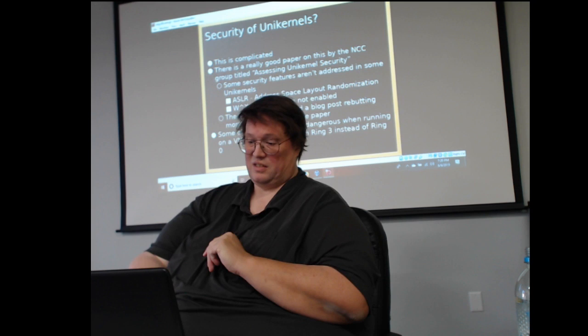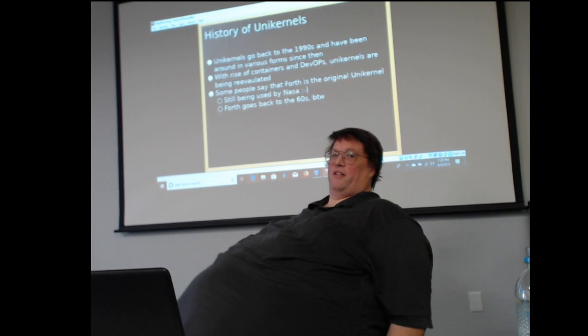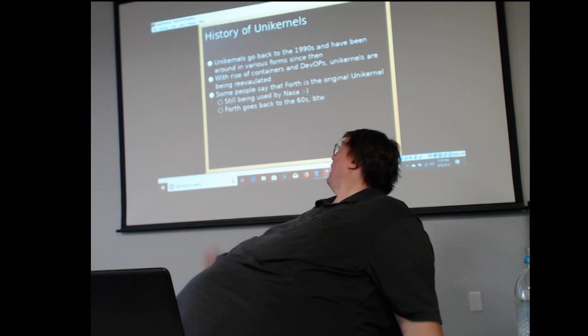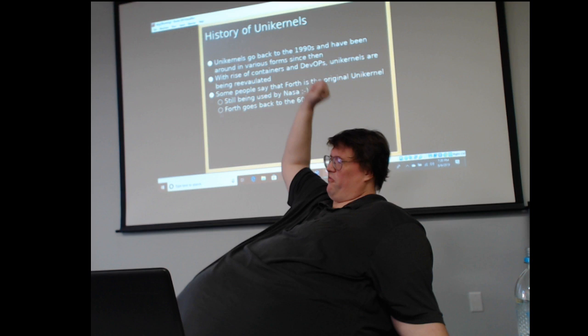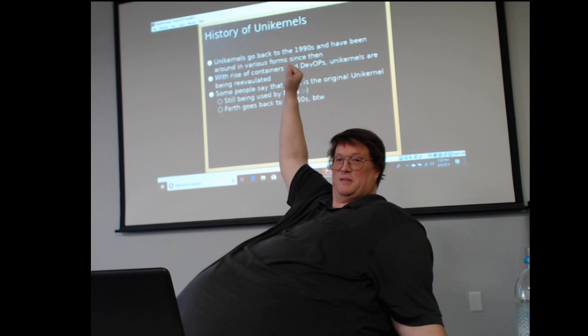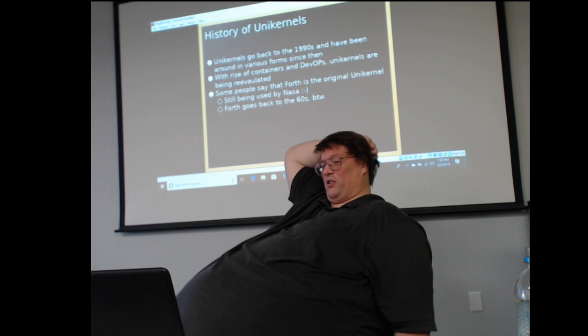A little about the history of unikernels. I should have put this slide earlier, but I didn't. Unikernels go back to the 90s and have been around in various forms since then. With the rise of containers and DevOps, unikernels are being reevaluated. Some people say Forth is the original unikernel. It's still being used by NASA. Forth goes back to the 60s, by the way. It was originally written to control radio telescopes.